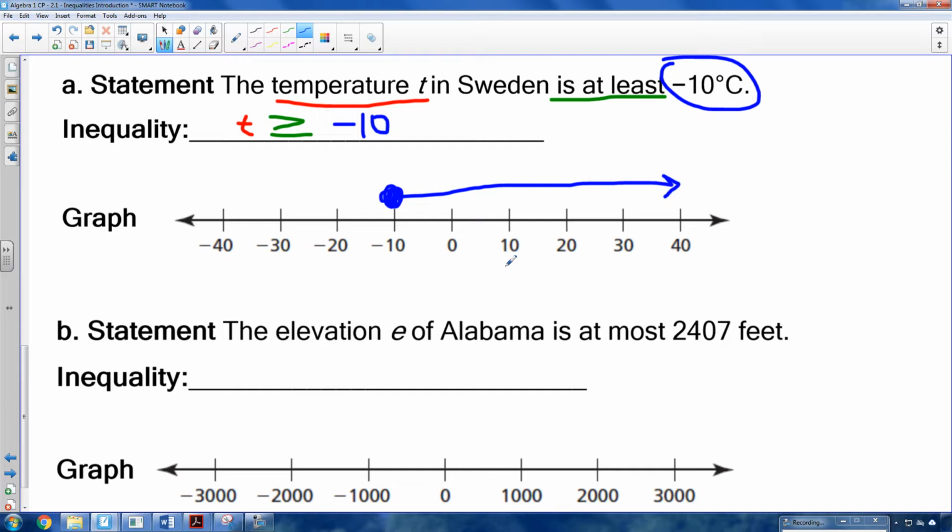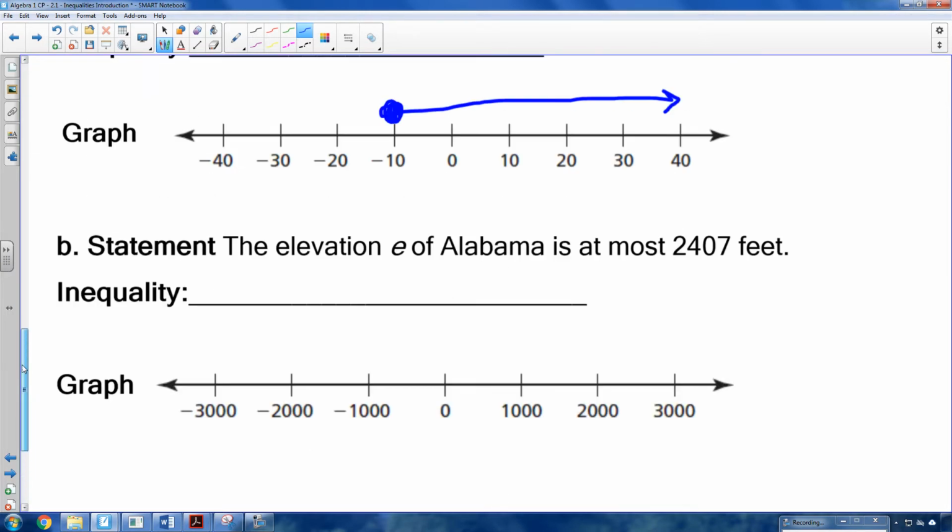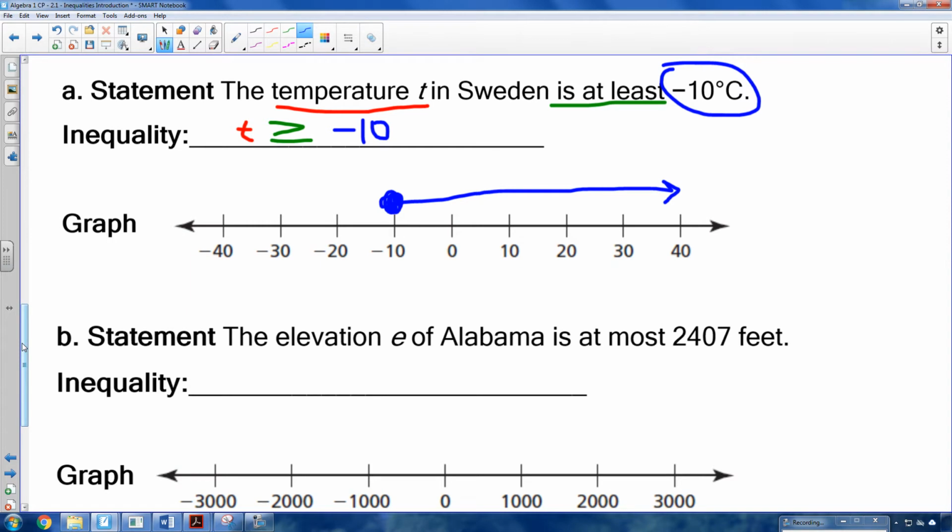So that's what's happening. Look at the second statement, which is the elevation E of Alabama. The elevation E of Alabama is at most 2407. So that's what we're doing here. Just write down what you think that would be. The elevation E of Alabama is at most 2407. Use my example if you like, and you can pause the video and try part B. The elevation E of Alabama is at most 2407 feet. Try that out.